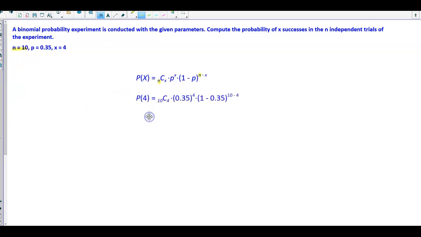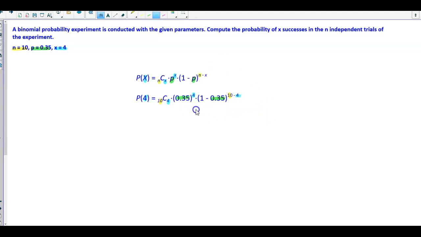So we can see here that there is 10 and then there's 10 as well. And then we also have the probability, which is 0.35. So we see that P is 0.35 and there is also 0.35. And then we need to find the value of x, where x is equal to 4. So the exponent here is 4, and then this becomes n minus x, which is 10 minus 4.